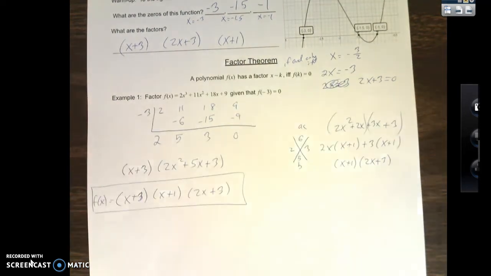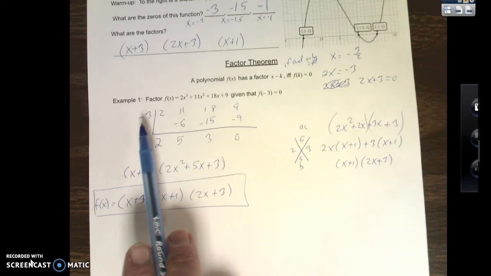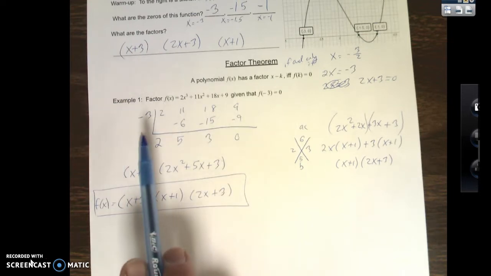Now, quick recap before I move on to the back. What did we do here? Well, we knew one of the answers was -3. So we synthetically divided by -3. That was the x value. That was the 0 for this particular function.